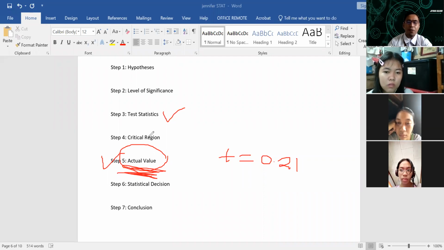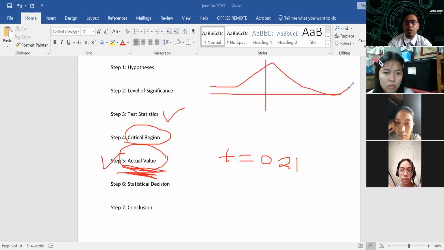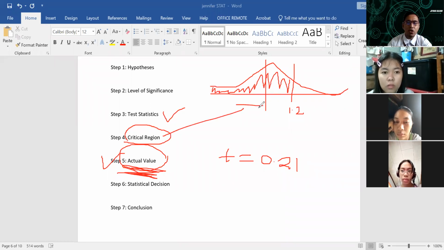Then, after that, you are going to compare it to your critical region. Say for example, your critical region looks like this. Say for example, this is 1.2, and you use less than, for example. And this is your critical region. This is your actual value.